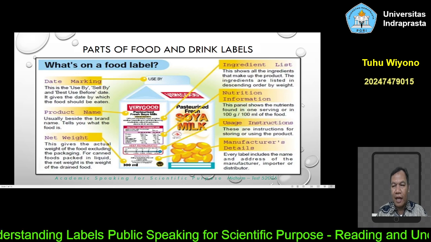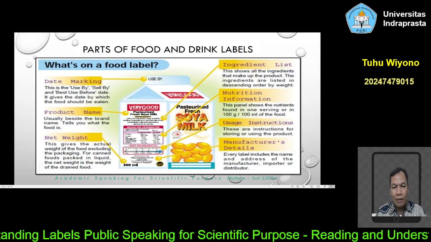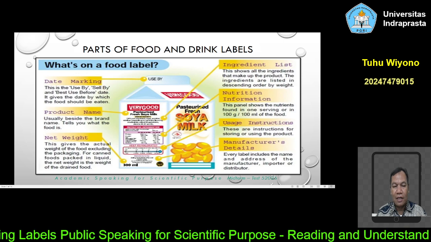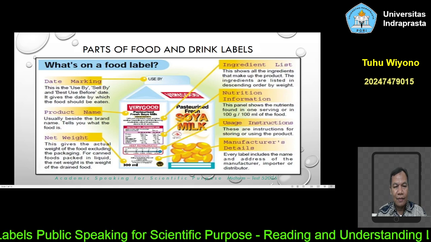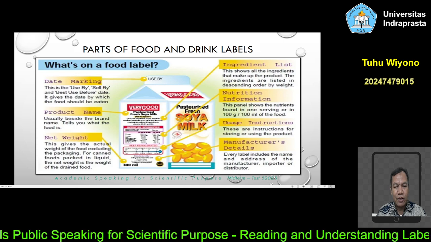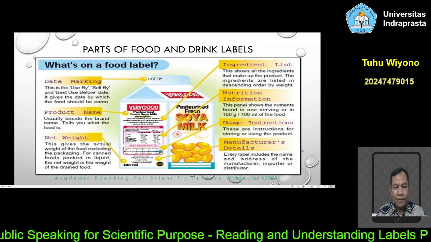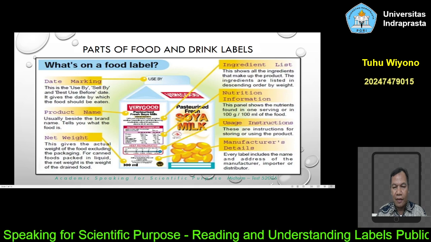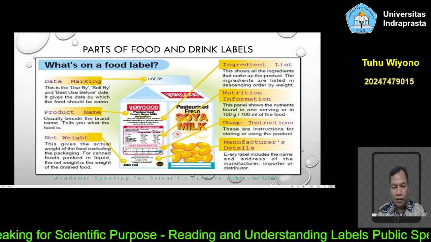Parts of food and drink labels. Important information of food and drink labels are as follows. Date marking. This is use by, sell by, and the best used before date. Then product name, usually beside the brand name. Next, net weight. This gives the actual weight of the food, excluding the packaging.